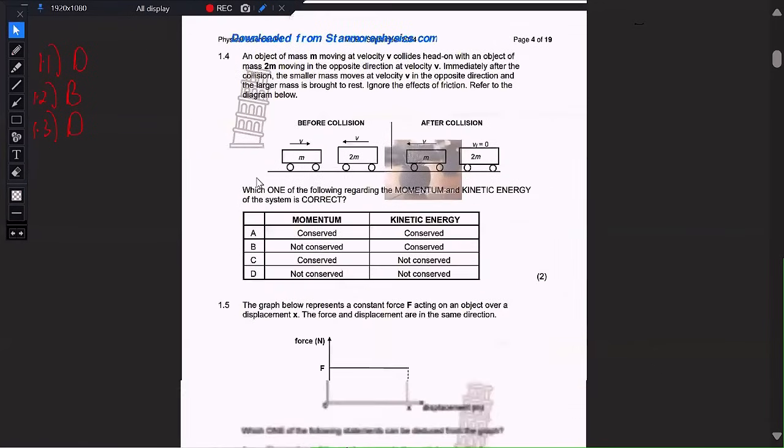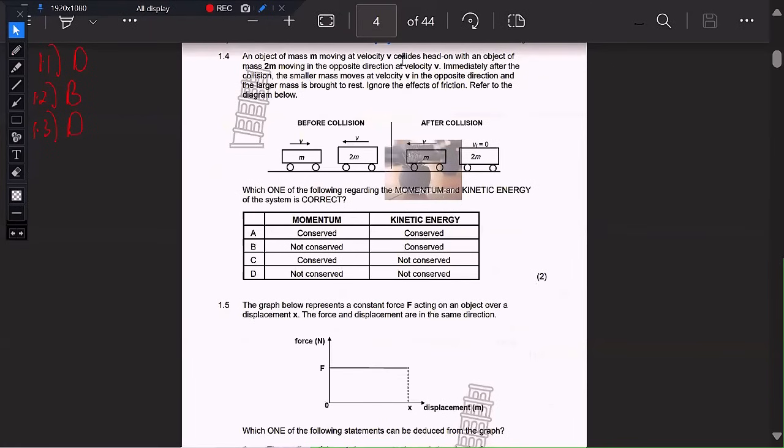Now we have 1.4. It says an object of mass m moving at velocity v collides head-on with an object of mass 2m moving in the opposite direction at velocity v. Immediately after the collision, the smaller mass moves at velocity v in the opposite direction and the larger mass is brought to rest. Ignore the effect of friction. Refer to the diagram below.